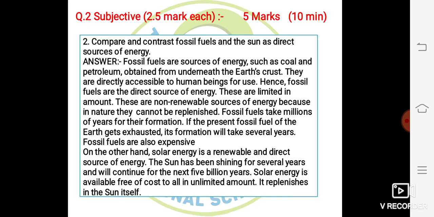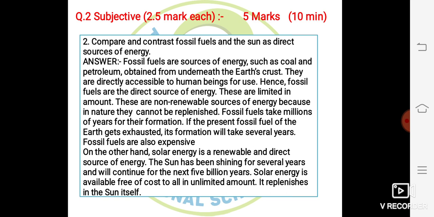Next we had, wherein you had to compare fossil fuels and the sun as a direct source of energy. Here what we wrote was, for fossil fuels, how are they formed, whether they are direct sources of energy, whether they are renewable or non-renewable, how much time they take to renew, and what adverse effects they are causing on the surroundings.